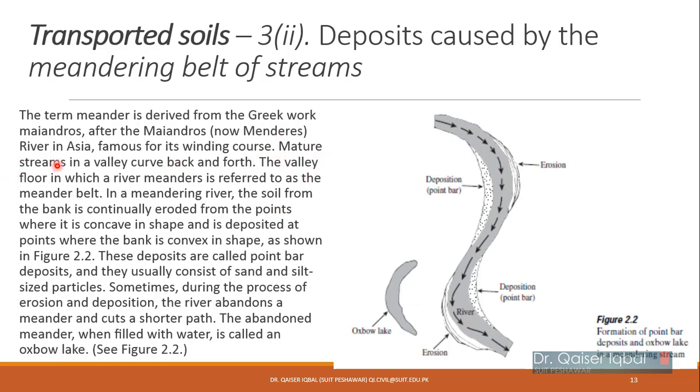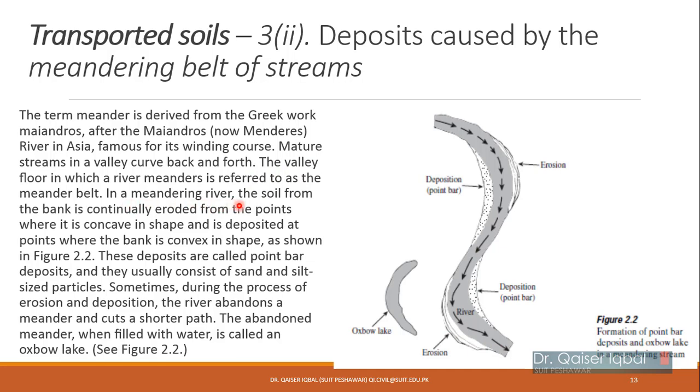The mature streams, the streams which have been there for a very long time, okay, they are known as mature streams, and the valley curves back and forth. You can see it's curving back and forth. First it is curving in this direction, now it is curving in this direction. Okay, you may have commonly seen them. So in the valleys, the meandering is very common.